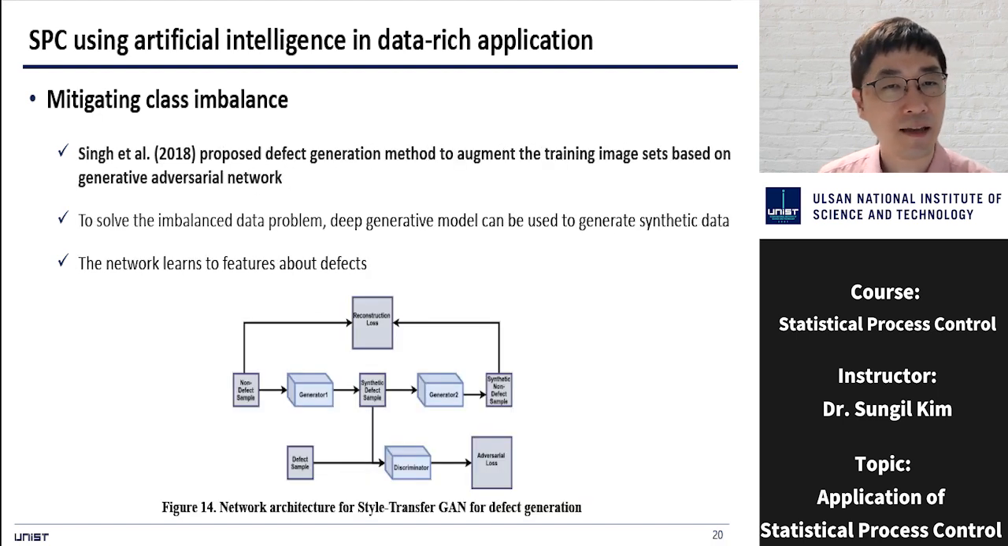To solve the imbalanced data problem, deep generative models can be used as well to generate synthetic data in a way that mitigates the imbalance problem. In this paper, the authors proposed a defect generation method to augment the training image set based on a generative adversarial network.